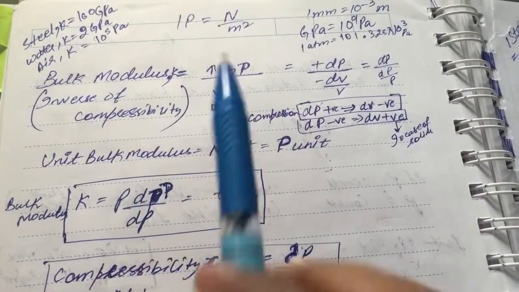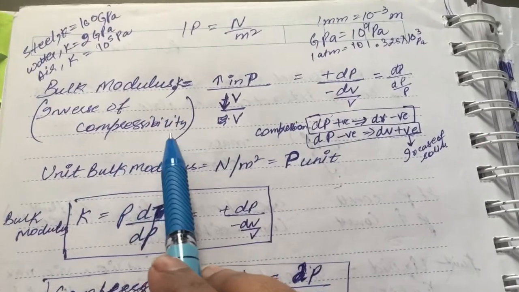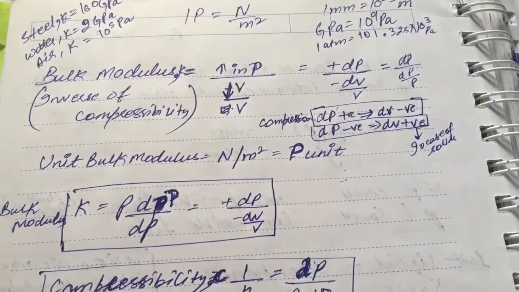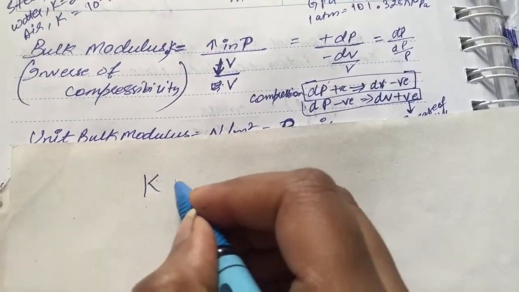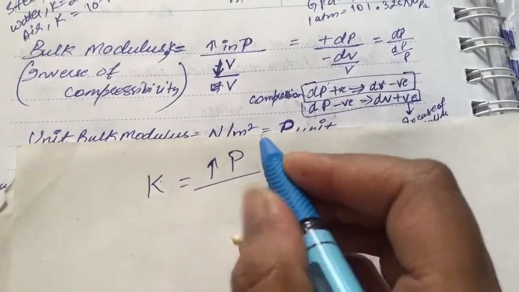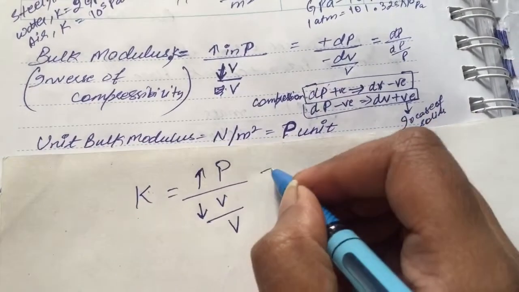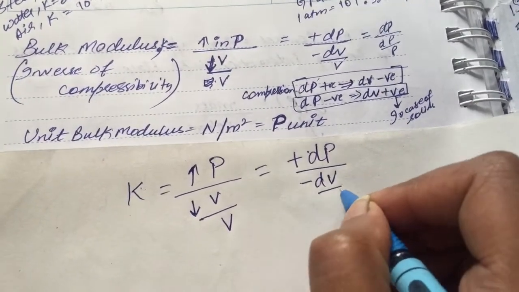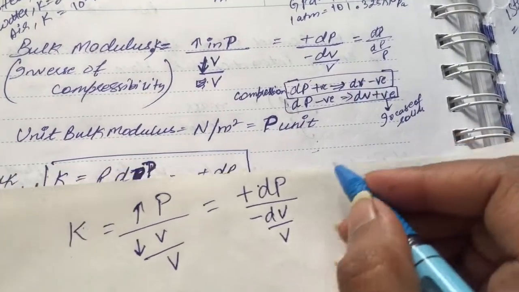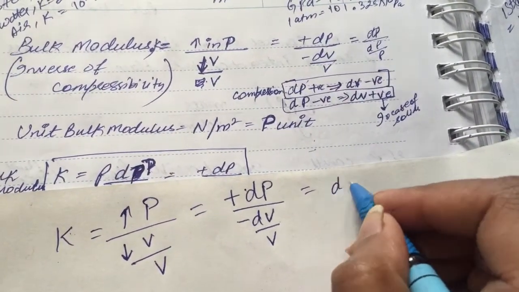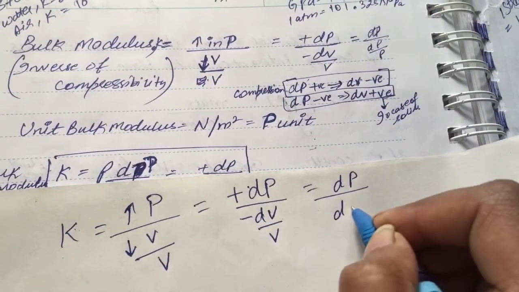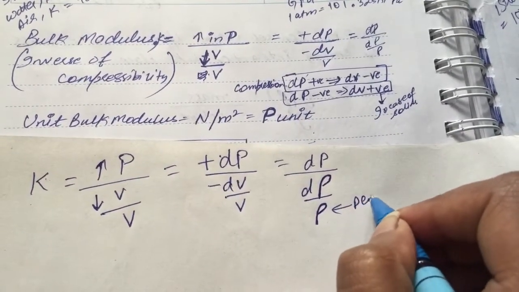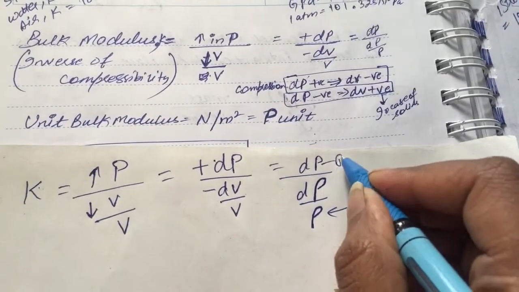So first we have bulk modulus. Bulk modulus is the inverse of compressibility. It is equal to increase in pressure upon decrease in volume by volume. So bulk modulus K is increase in pressure upon decrease in volume by volume, so it would be plus dP upon minus dV by V, or it is also equal to dP upon d rho by rho, change in density by density. This rho is density and this P is pressure.